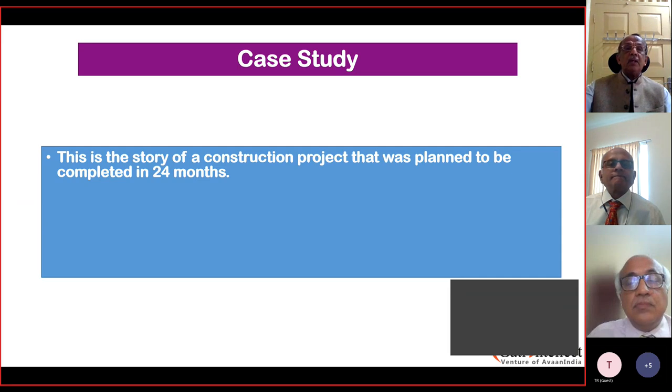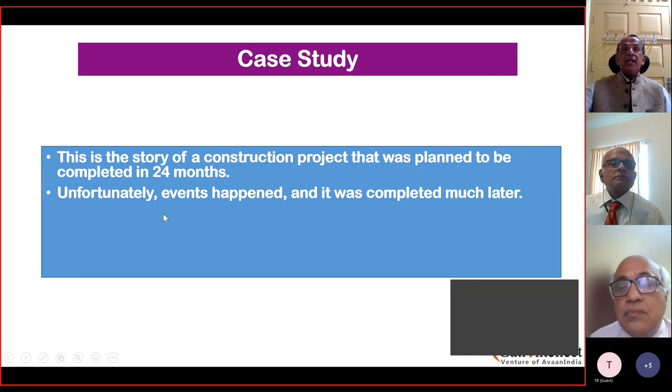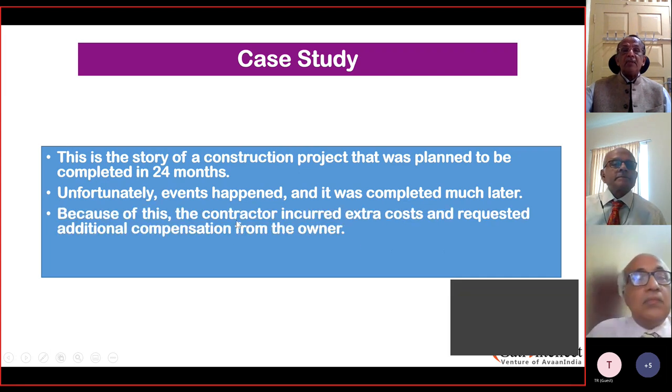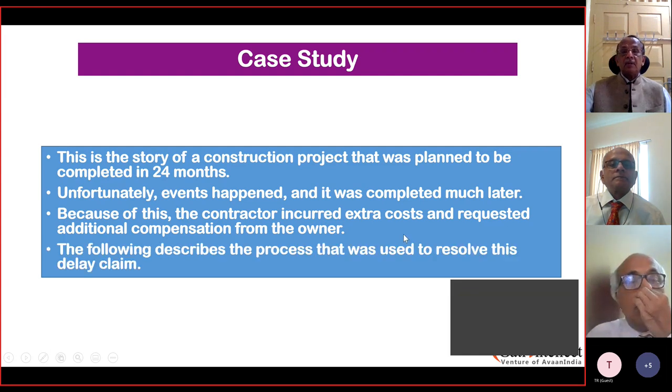The case study is about a construction project that was planned to be completed in 24 months. Unfortunately, events happened and it was completed much later. Because of this, the contractor incurred extra cost and requested additional compensation from the owner. The following describes the process that was used to resolve the delay claim.